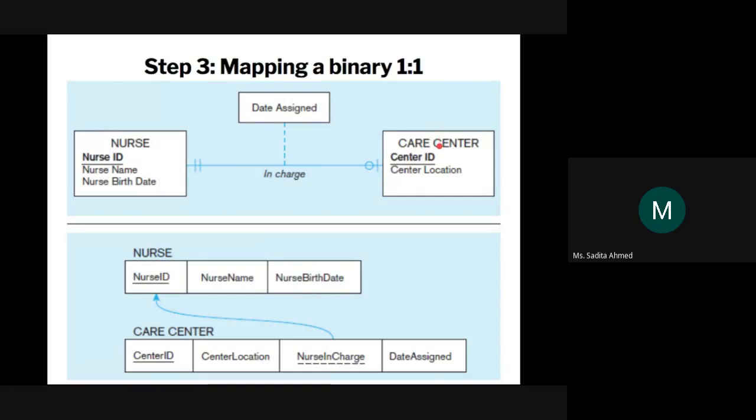A care center, a single care instance will have exactly one nurse in charge. What does that mean? Exactly one, not more, not less. Every single care center will have one nurse in charge. So nurse in charge, if we place that as a foreign key in the care center relation, that one will never be null. It will always have a value because of the mandatory participation, mandatory. So we place the foreign key in the care center relation.